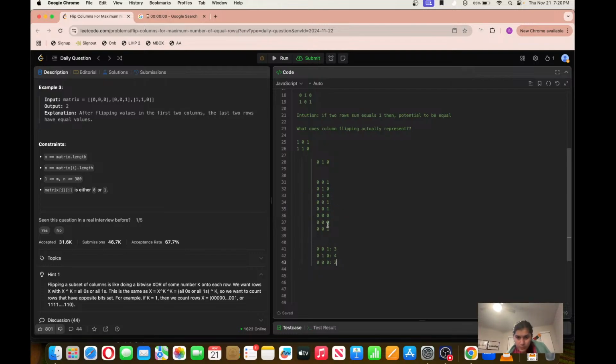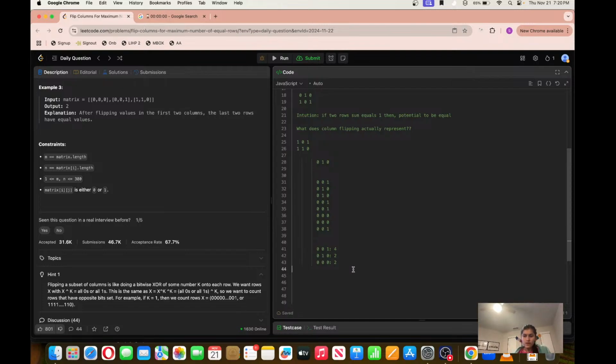I should do LeetCode problems in the morning. I feel like my brain is not working properly. 1 0 1 0, 0 0 1 is occurring 4 times, and this is 2 times.